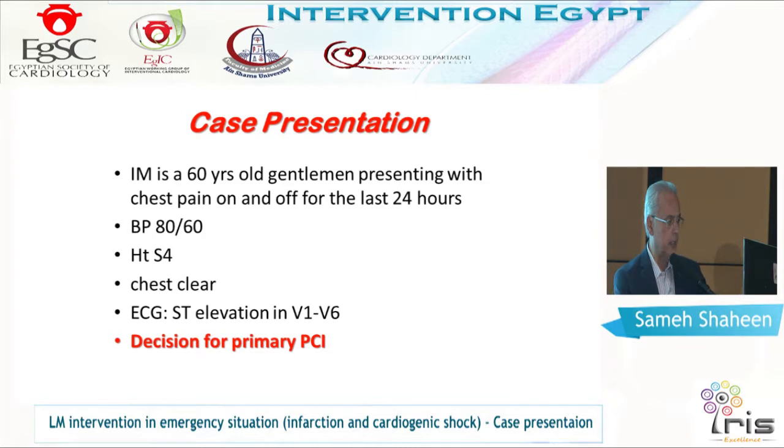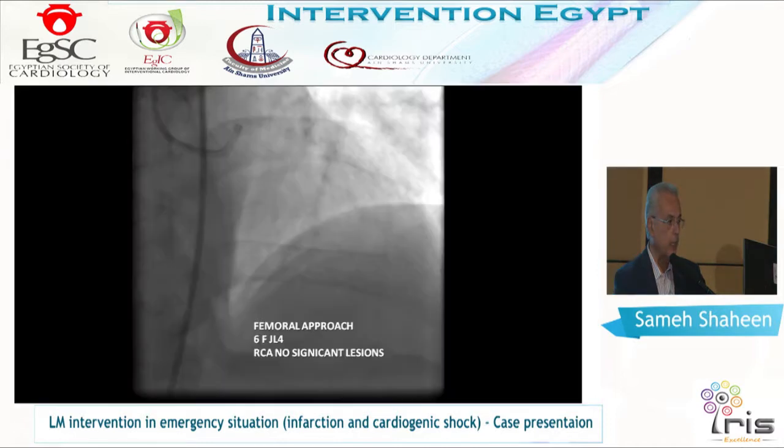So this is Mr. Ibrahim, a 60-year-old gentleman presenting with chest pain on and off for the last 24 hours. Blood pressure was 80/60, heart, no additional heart sound except for a faint S4. Chest was clear despite this hypotension, and the ECG showed ST elevation in the anterior chest leads. According to the presentation, there was a decision for primary PCI.